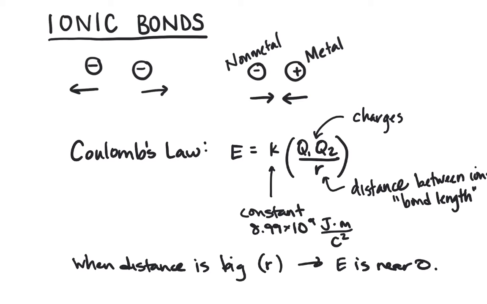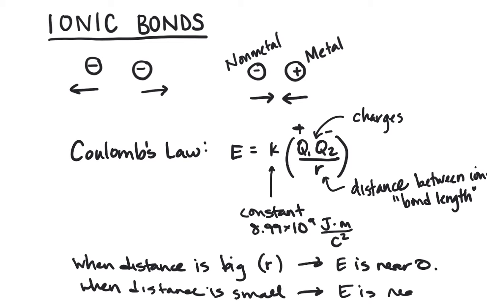And when R is small, E is going to be negative because you have a positive and a negative charge, so it's always going to be negative. So when distance is small, E is negative. Energy is lower when ions come together. Energy is going to be coming down as the distance gets smaller. And that's the idea, to minimize that energy level so that it is more stable.